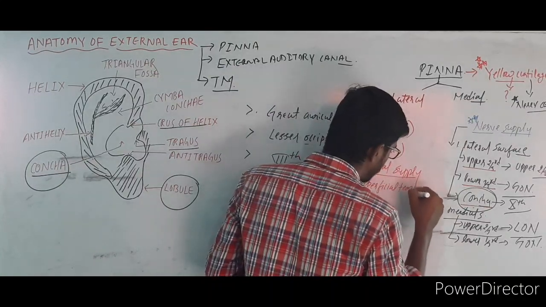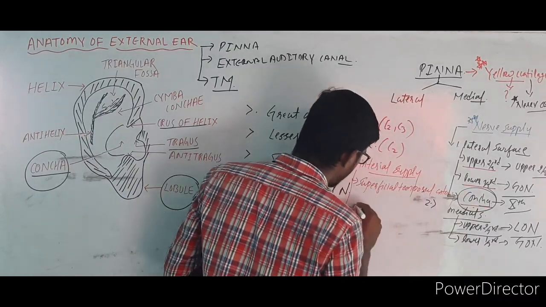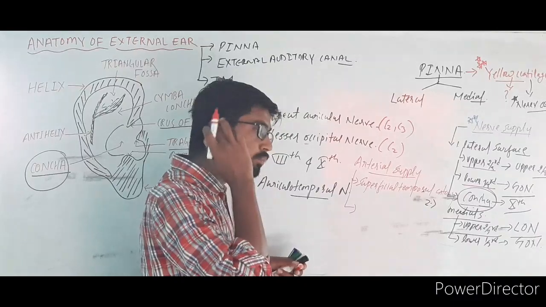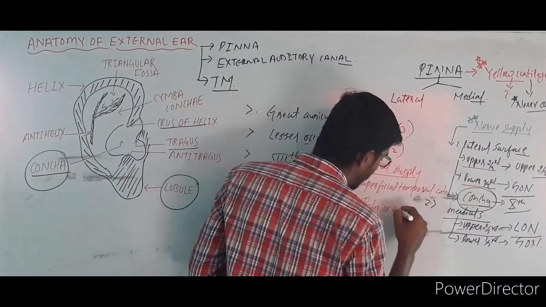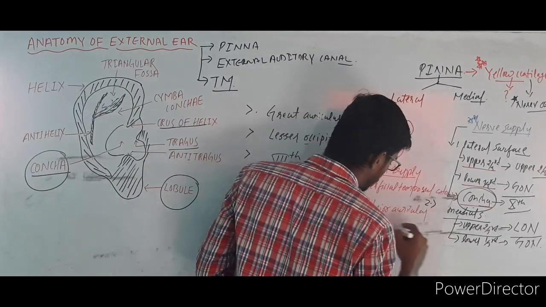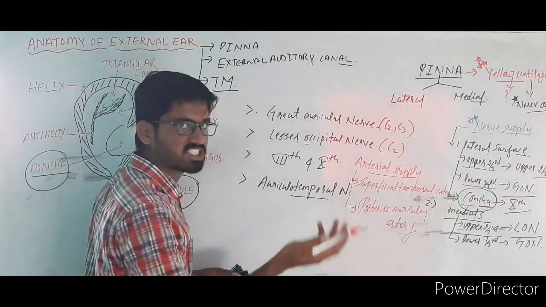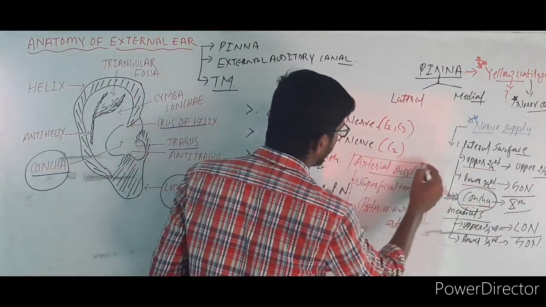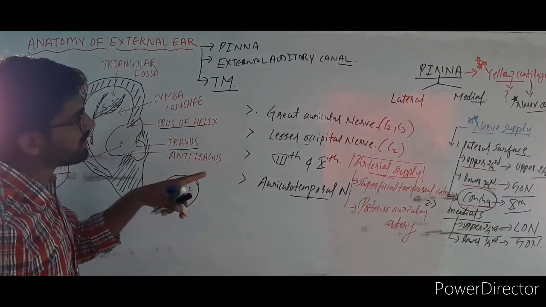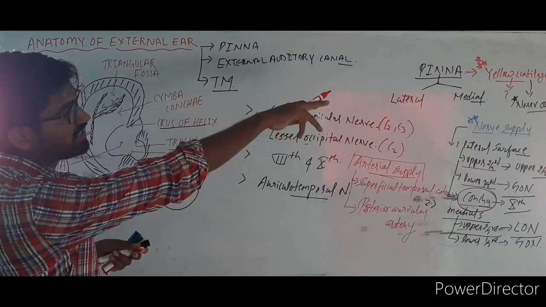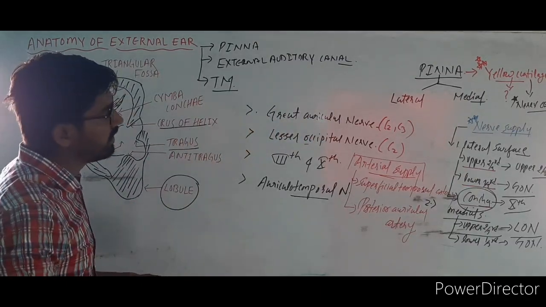Second thing is the posterior auricular artery, which is a branch of the external carotid artery. Okay, so this is the artery supply of the pinna. And this is the external features, artery supply over. Now the pinna is made of yellow elastic cartilage, and you remember this.